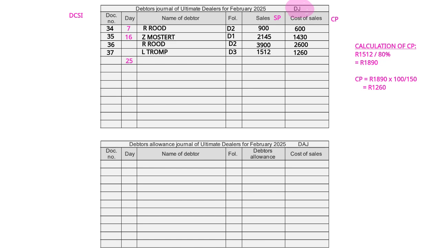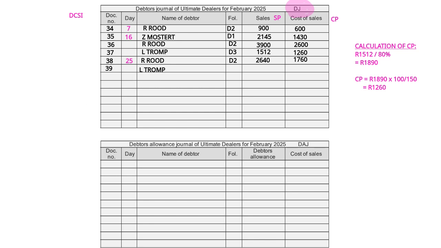Then on the 25th, sold goods on credit to Arut 2640 and L Trump 6885. So we're going to continue with voucher number 38. Arut is the name of our debtor, D2, 2640 in the sales column. Then we're going to work out our cost of sales, which is 2640 times 100 divided by 150, and then you get 1760. Also on the 25th, we have voucher number 39.